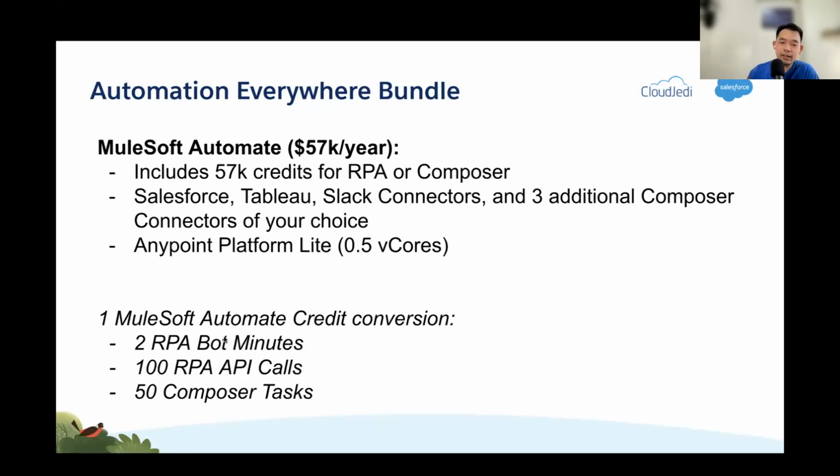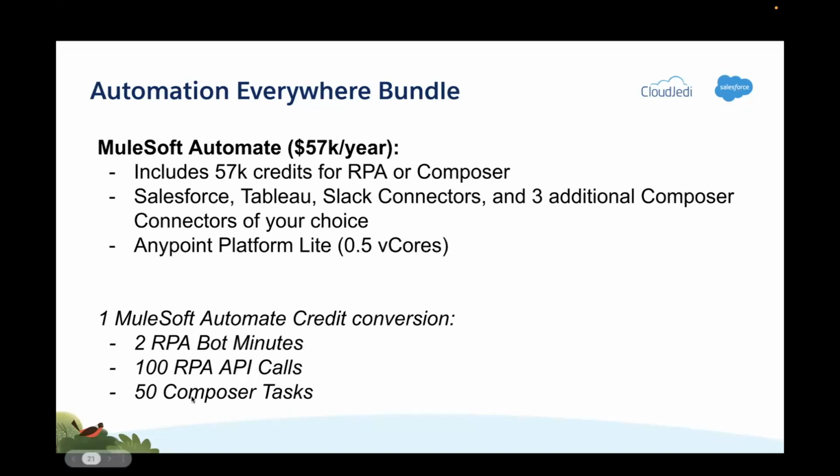One Mulesoft credit can be either 2 RPA bot minutes or 100 RPA API calls. We won't have time to discuss this, but just to give an idea, an RPA bot is something that runs to go through the different screens, right? Okay, step 1, fill out this form. Step 2, fill out the second page and then submit, something like that. So it actually takes time, and that's part of the bot minutes. And then RPA API calls, that's what triggers the API.